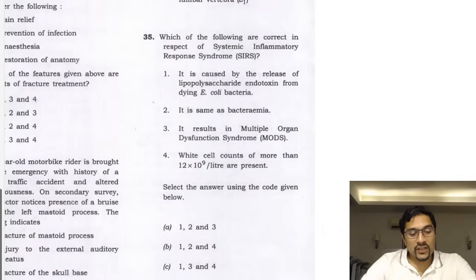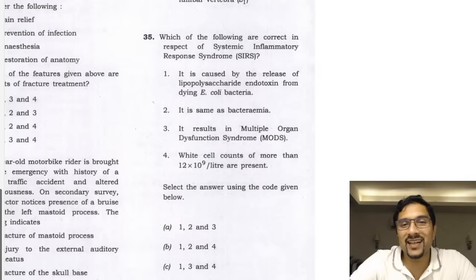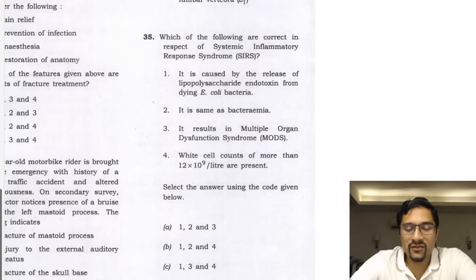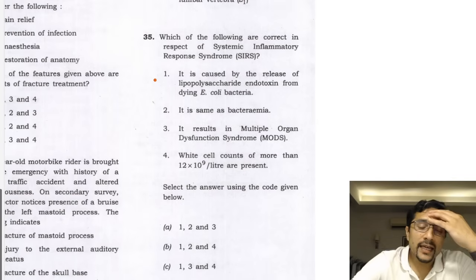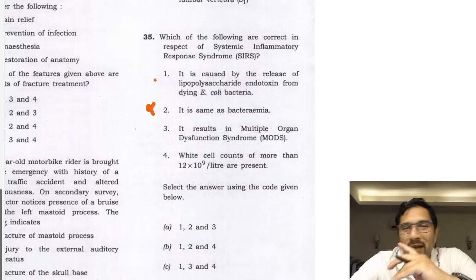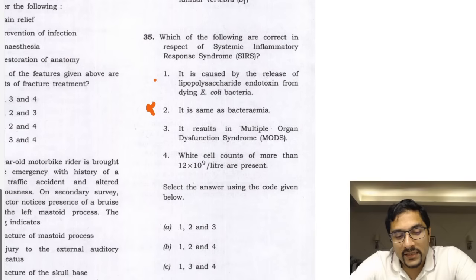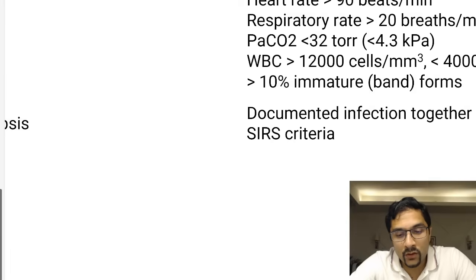Now there were a couple of questions from shock. Which of the following are correct with respect to SIRS, systemic inflammatory response syndrome? It is caused by release of lipopolysaccharide endotoxin from E. coli. This is true. Whenever these bacterial endotoxins are there, they can trigger SIRS. It is same as bacteremia? No. Bacteremia is not the same as sepsis. Results in multi-organ dysfunction? Yes. White blood counts are more than 12,000.